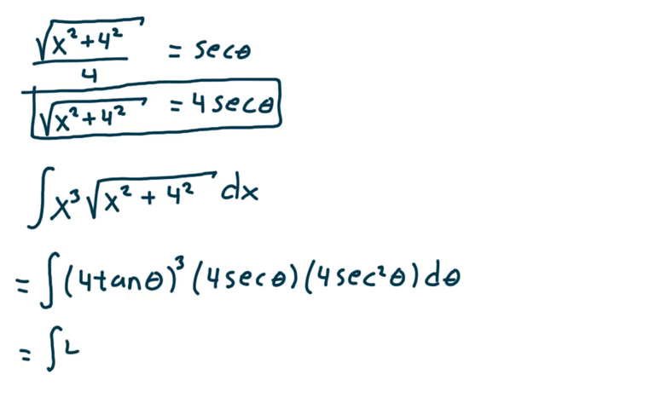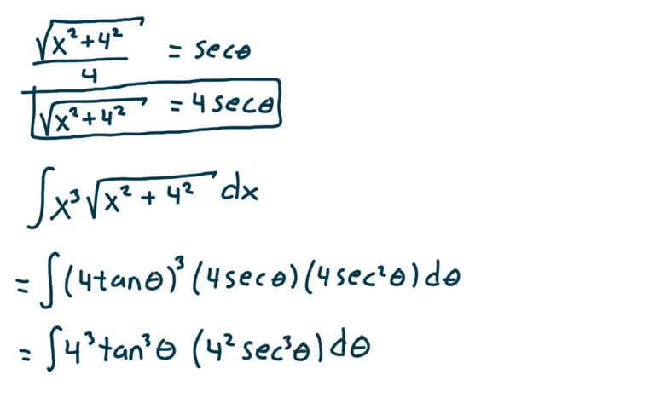So this is the integral of 4 cubed tangent cubed theta times 4 squared secant cubed theta d theta. Come over to here. So this is 4 to the 5th times the integral of secant cubed theta tangent cubed theta d theta, right here.